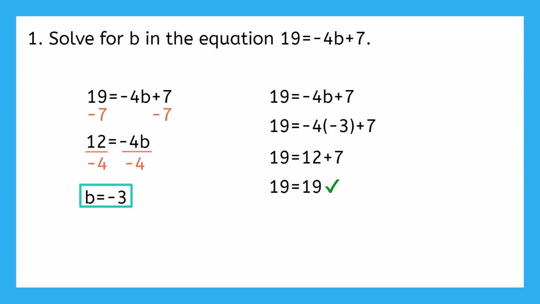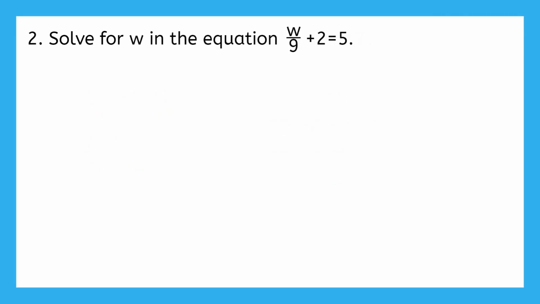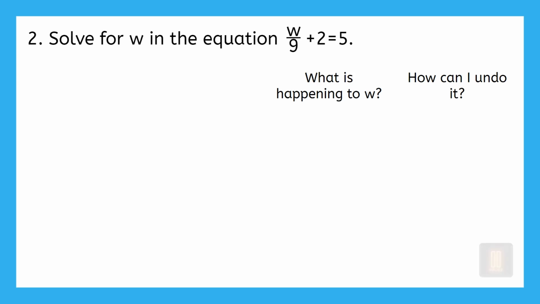Let's try another one. This example says to solve for w in the equation, w over 9 plus 2 equals 5. I bet you know exactly what I'm going to say. We should start this problem by figuring out what's happening to w and how we can undo it. Pause the video and do this now. Make sure to pay special attention to what order things are happening in and what order we can undo them in.